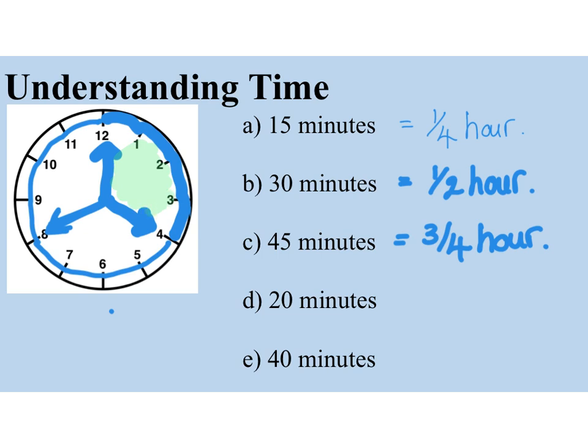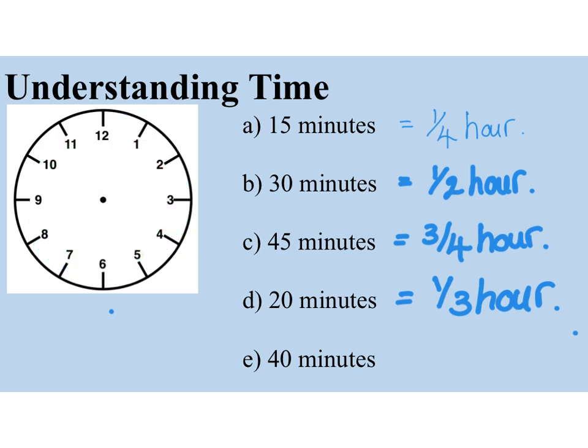3 spaces. 1 space there, 1 space there, and 1 space there. And we're working with just this one. So we're working with that red space. That red space is equal to 1 space out of 3 spaces altogether. 1/3 of an hour. Okay. And last one there, 20 minutes to 40 minutes, you double. So we double 1/3, we've got 2/3. So 40 minutes is 2/3 of an hour.